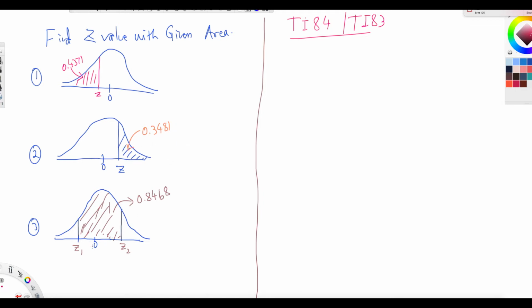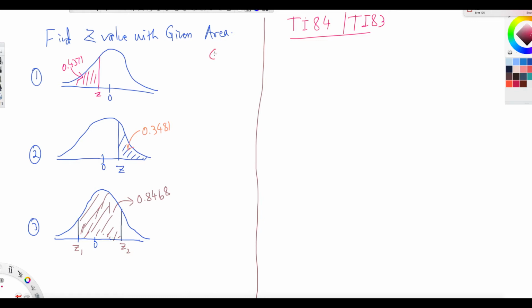And then the next one is, find the two G values here, G1 and G2, where the middle area is 0.8468. That is the middle area, okay? You need to find the G1 and G2 values, all right? So to do this, we need to use inverse norm, okay?